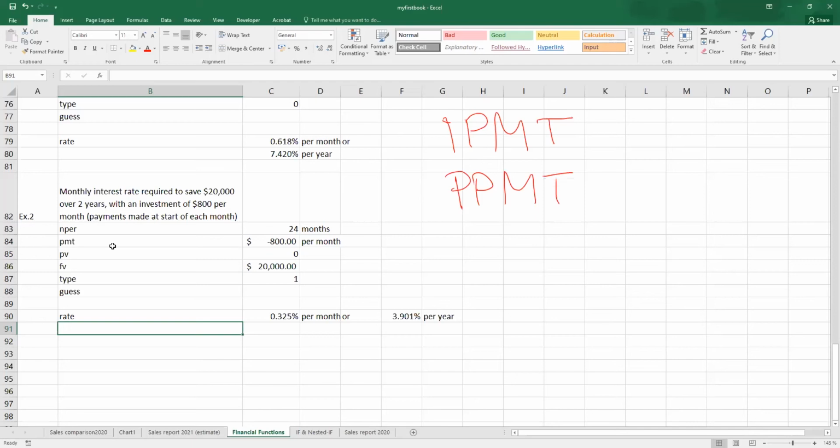So for these 2 functions, actually we studied a function called PMT already, that is payment นะครับ. I can tell you that actually the IPMT and PPMT are a part of PMT นะครับ because PMT equals IPMT plus PPMT.